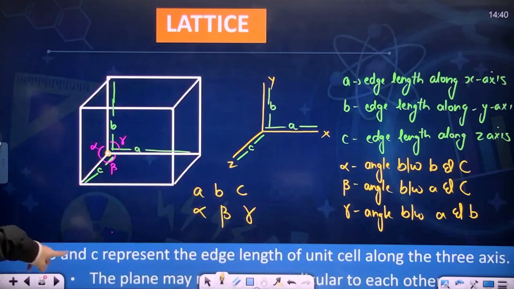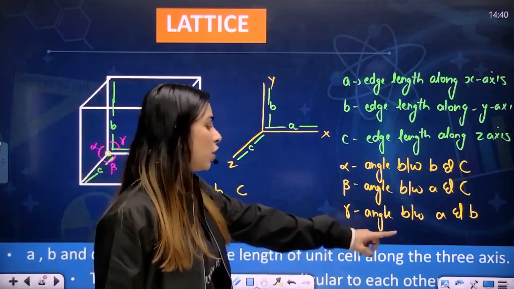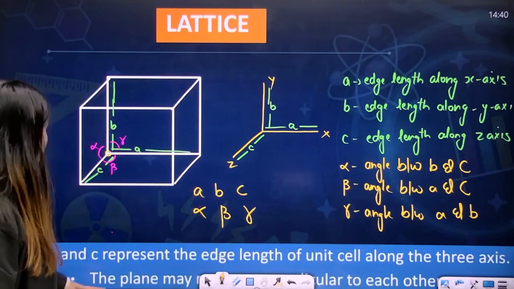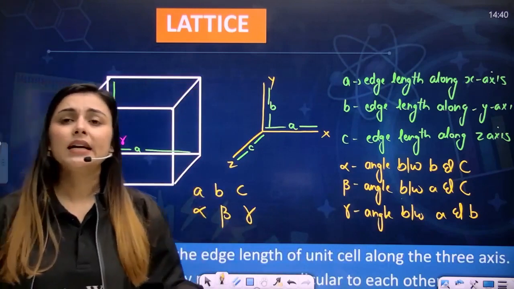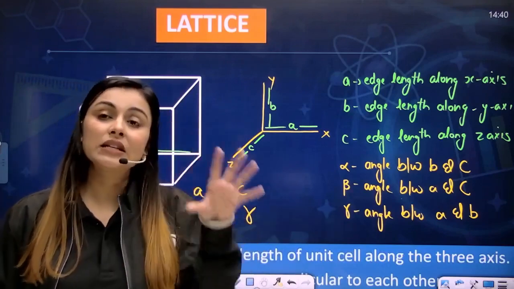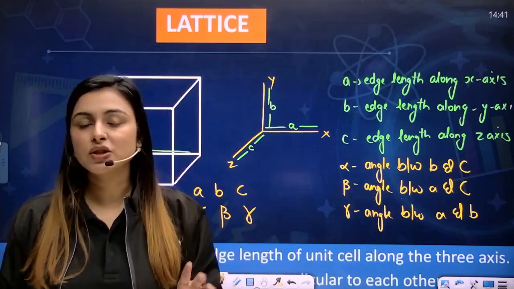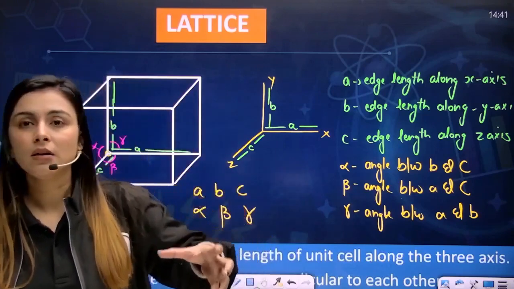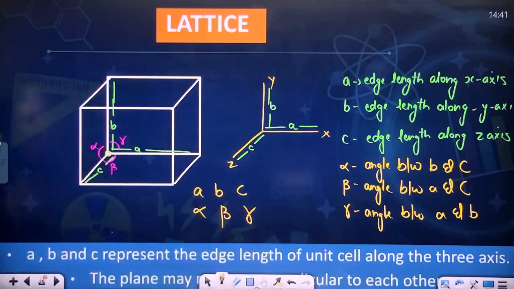So A, B, C represent the edge length of the unit cell along the 3 axes. It is not written here, but the angles give the angles between the edges, and these in total give you the complete information. So these 6 together are known as the cell parameters. Okay, so you can pause the video, you can write it, and then we'll move forward.